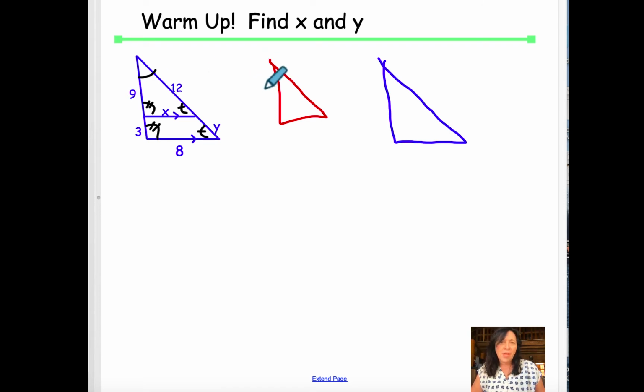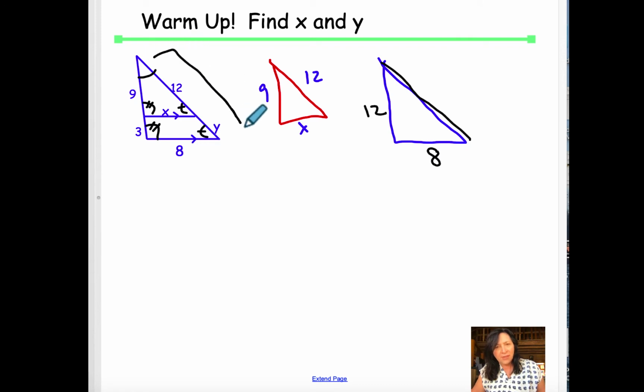So for example, this is 9 and this is 12 and this is unknown, that's x. And we also know that the left side here is 12, 9 plus 3. The base is 8. And the right-hand side right here is you're going to add these two sides together. So that's going to be y plus 12.